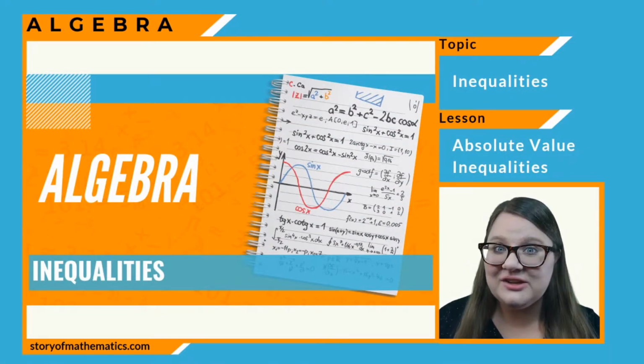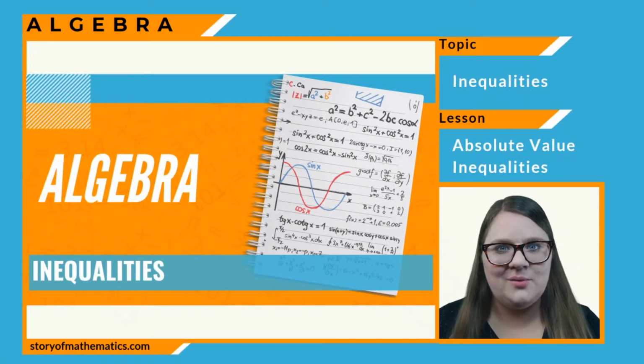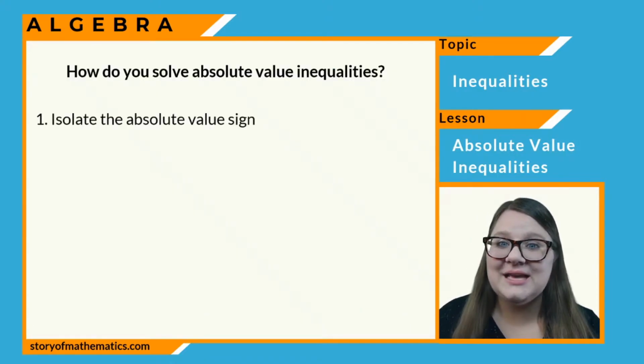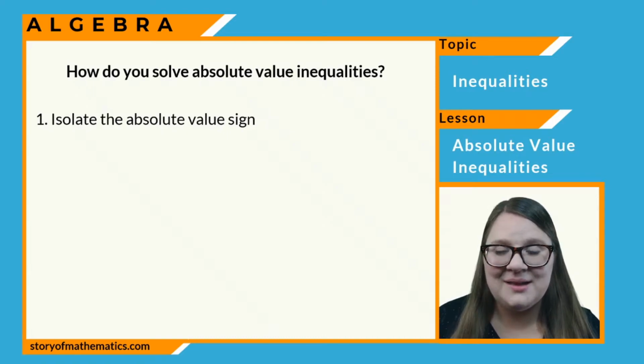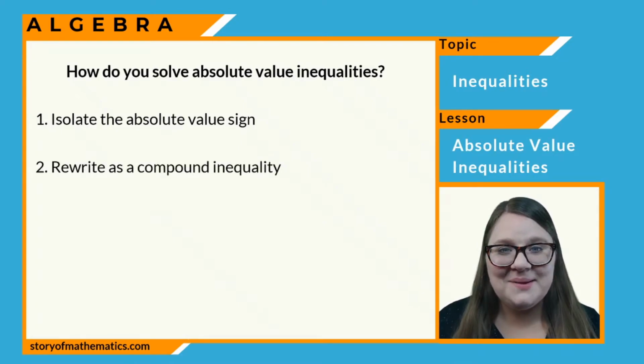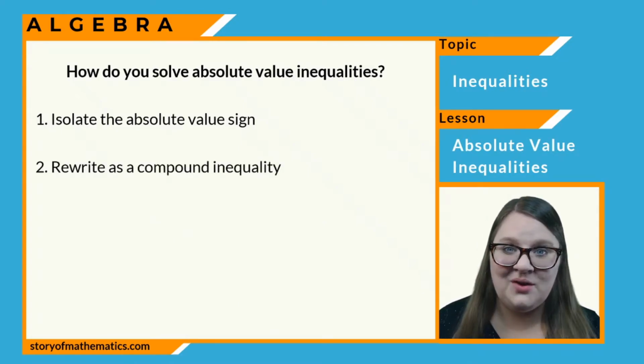In this video, we're going to learn how to solve absolute value inequalities. So what are our steps? Well, the first thing you're going to do is isolate the absolute value sign. That means move it to the left and make sure everything else outside of the absolute value is on the right. Then you're going to be able to rewrite it as a compound inequality.